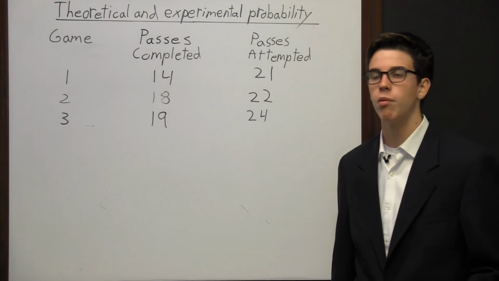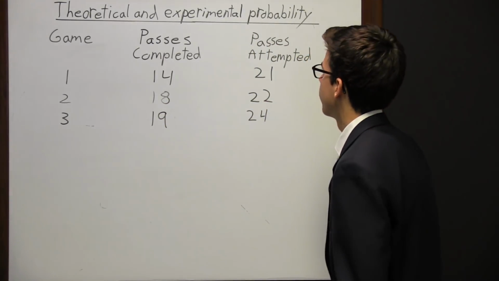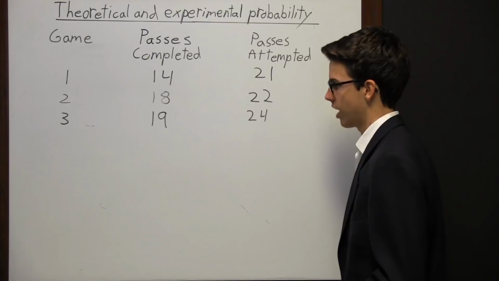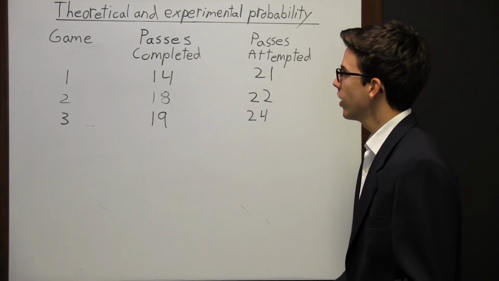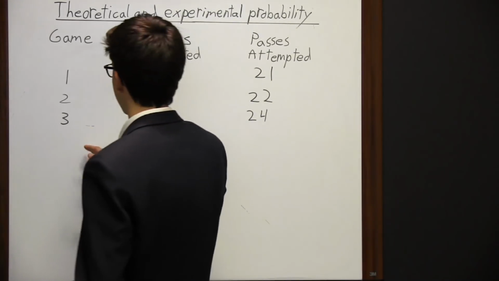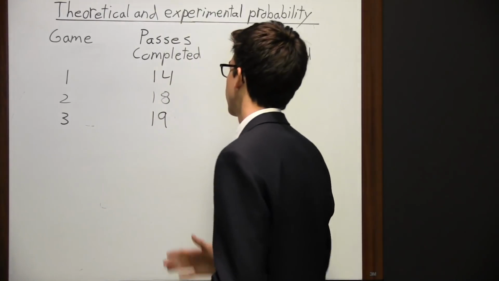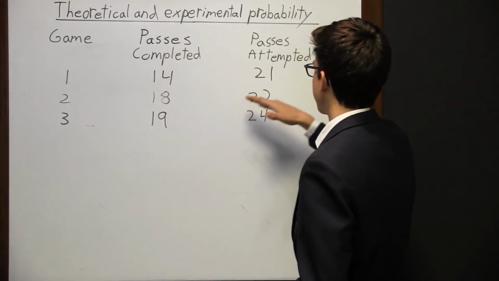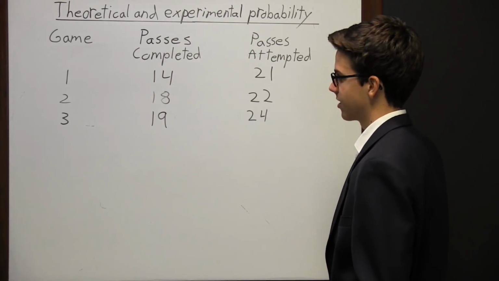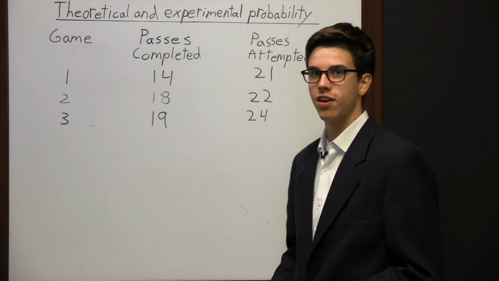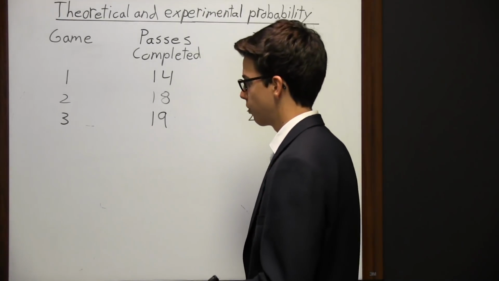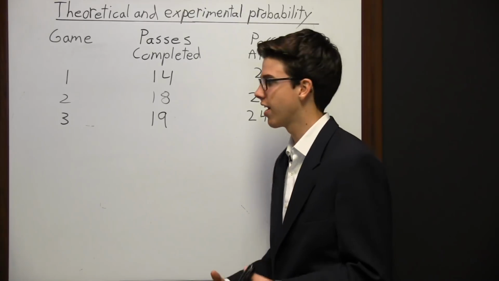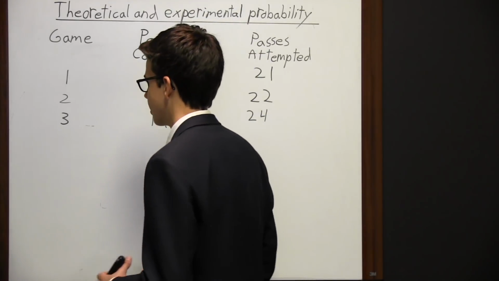When dealing with probability, we have theoretical probability and experimental probability. So right here we have the data from 3 games of football. And so the quarterbacks completed this many passes out of this many passes attempted. But it's also said that there's probability of this quarterback completing 60 passes out of every 100 attempts.